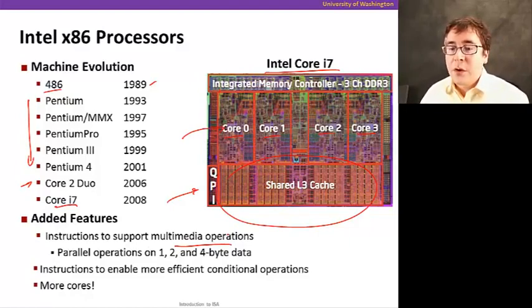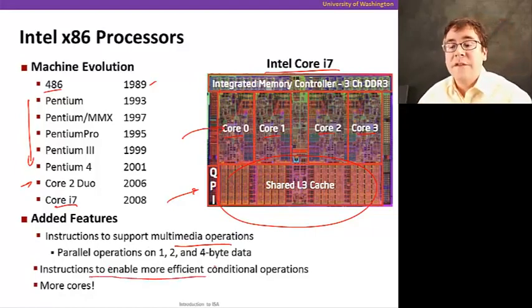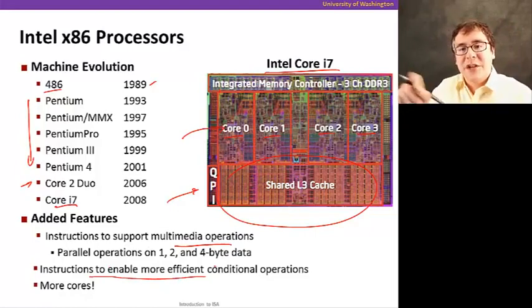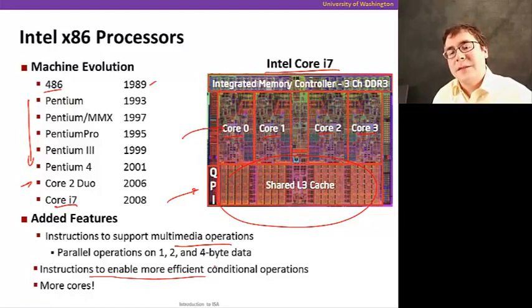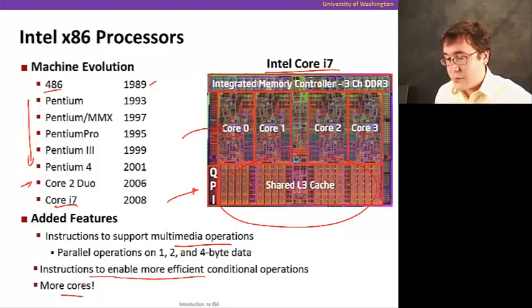Also along the way, in this ISA and architecture evolution, instructions were introduced to do more efficient conditional operations. We'll see later in this class that there are instructions called branches that change the flow of execution of the processor, and these instructions can be very, very expensive. Part of the innovation in the evolution of microprocessors was to make some of that much cheaper. And then obviously, as I mentioned before, lots of cores were introduced along the way.